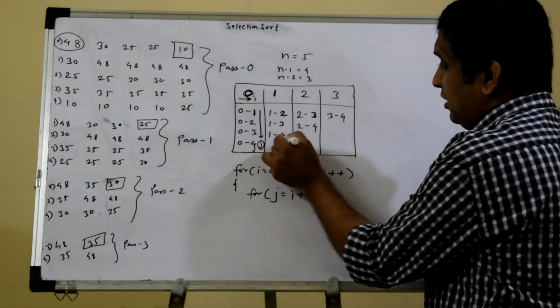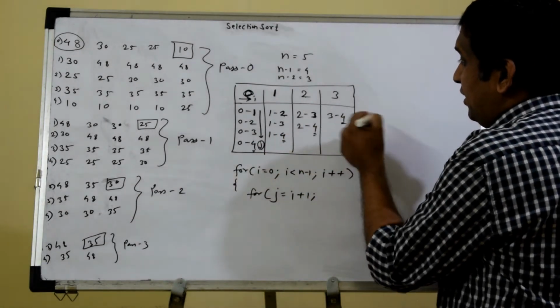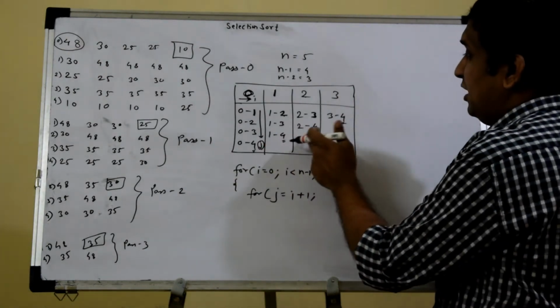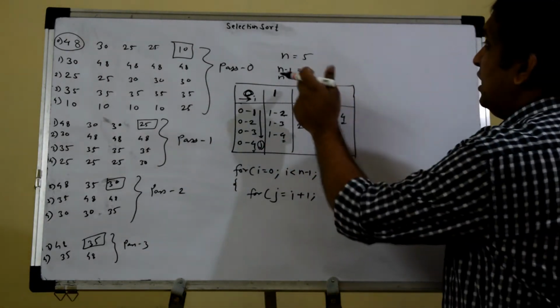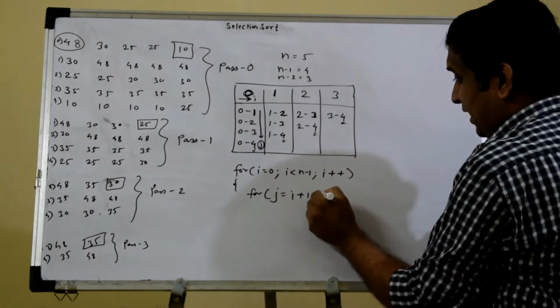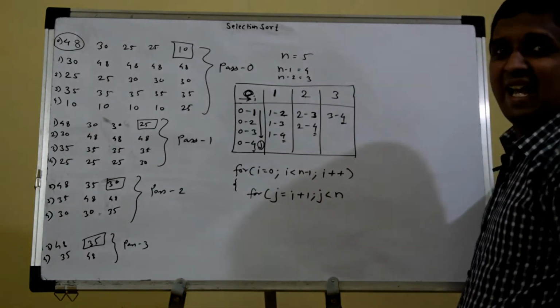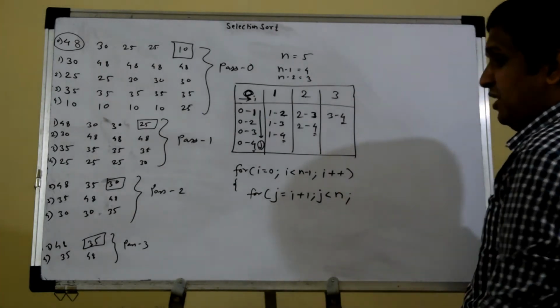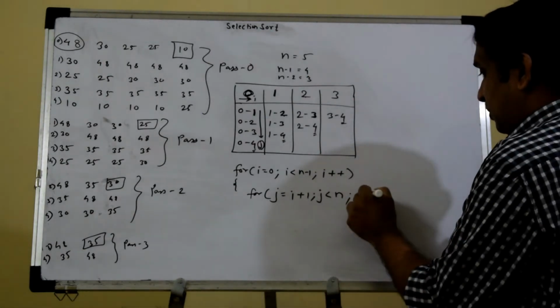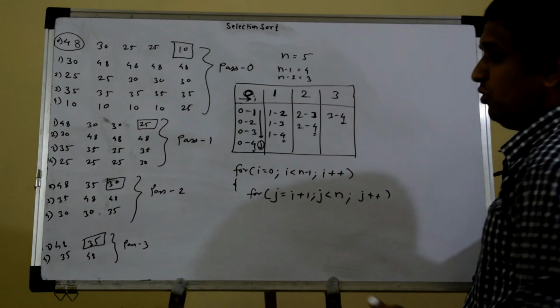J is going till which value? J is going till 4 every time. So in each pass it is going till 4, which in general is n minus 1. So I can say J is less than or equal to n minus 1, or J is less than n. So that will be the condition, and J plus plus. So this will be the for loop for J.